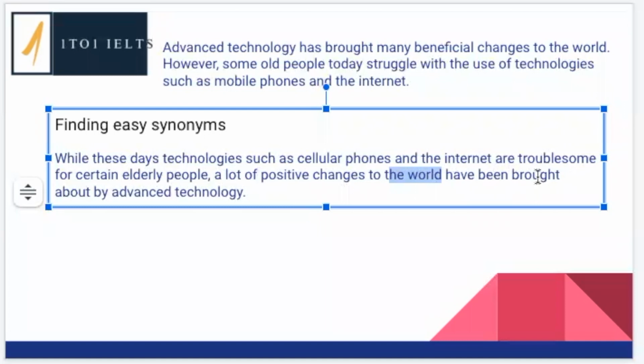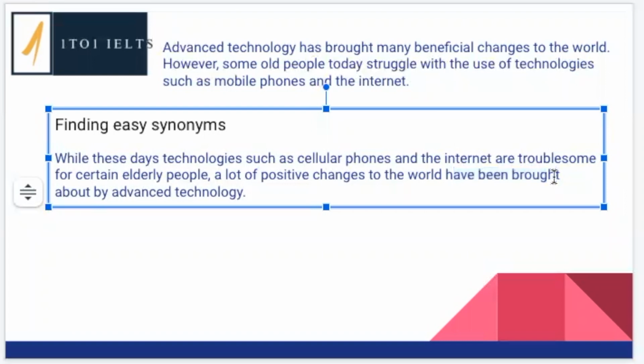Have been brought about by. For me, I can't at the moment think of an easy synonym for this. So if I can't think of an easy synonym, I'm just going to keep this. Remember, I've already changed the verb tense. This is already paraphrased in a certain way.